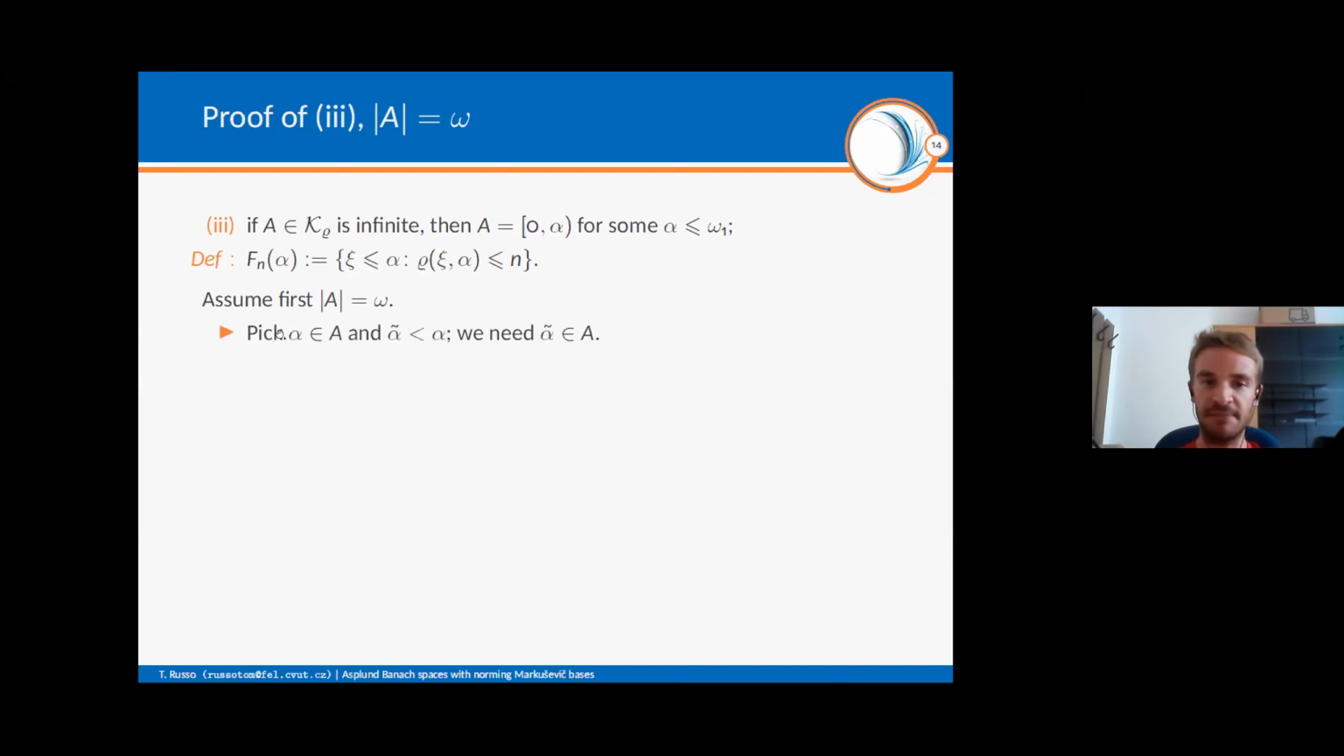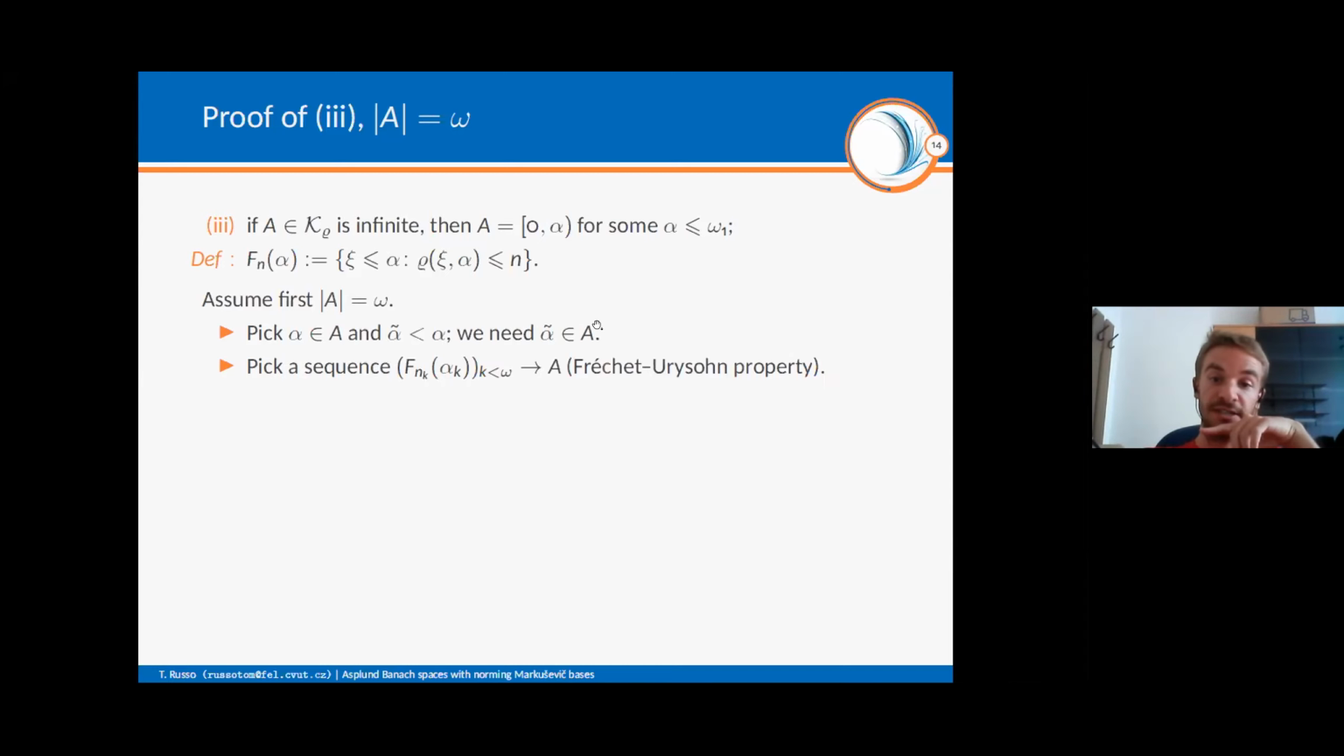So I pick some element alpha in the set A, and I pick anything before. I need to prove that the thing before is in A as well. So showing it's an interval means pick something, everything before is in the set as well. So this is what we want.